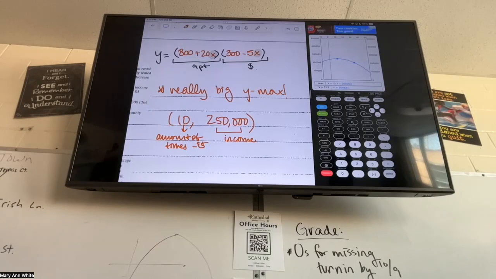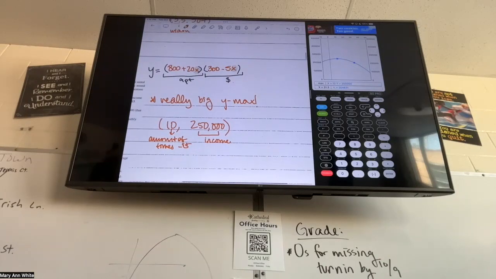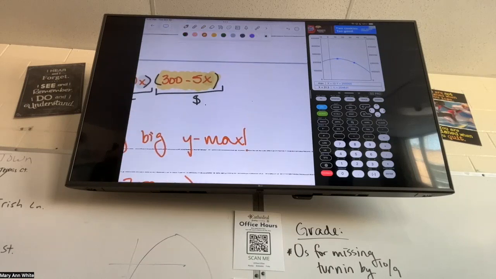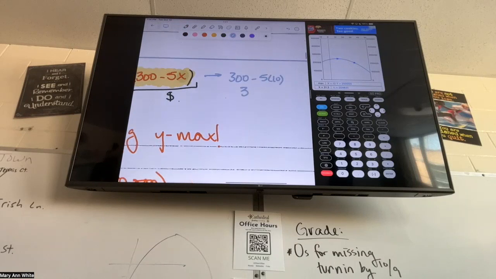Okay. So if we wanted to find out what our rental price would be at our maximum income, it would be this expression right here, and we'll plug 10 in for my X. I don't care about how many apartments I rent. All I care about is my rental price. And so we're gonna do 300 minus 5 times 10. So 300 minus 50 is gonna be 250.